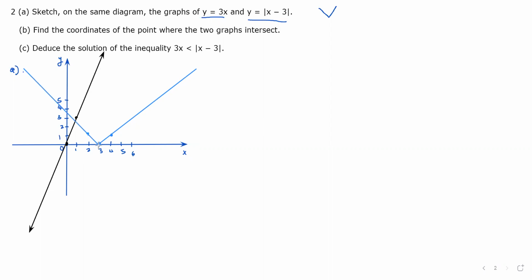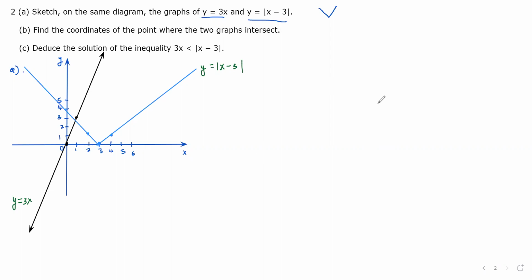Yeah, it may not be too accurate here. That is y equals 3x, and this is y equals modulus of x minus 3.